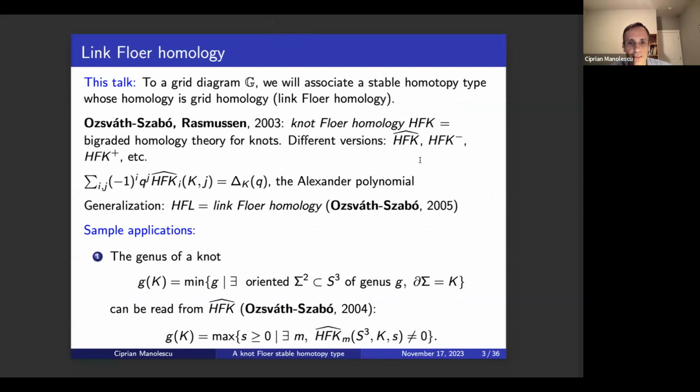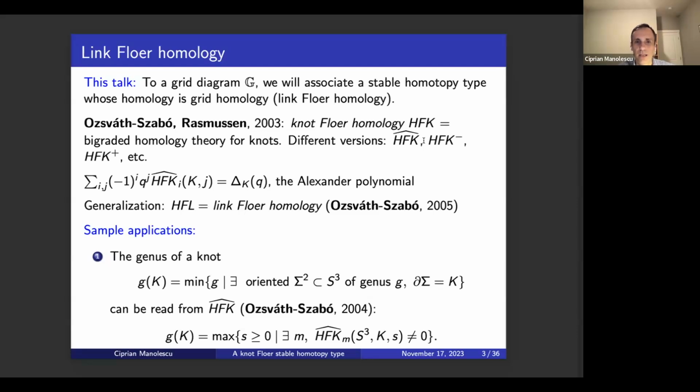So first, let me tell you what link Floer homology is. It's a version of Heegaard Floer homology. I will discuss the combinatorial version, which is associated to grid diagrams for links, and that takes the name grid homology. There's a book on this subject, but it's the same as the older link Floer homology, which comes from symplectic geometry. Knot Floer homology, the version for knots, was constructed by Ozsváth-Szabó and Rasmussen in 2003.